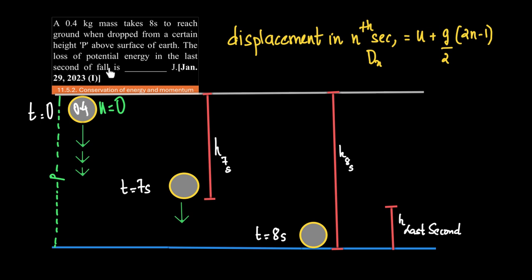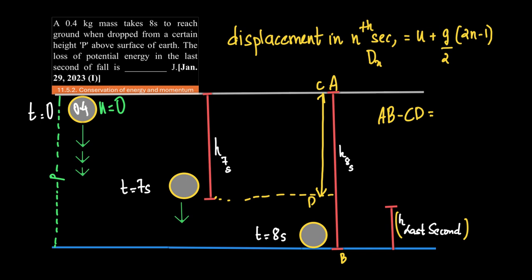So what does it mean in the last second? Distance traveled in the last second means distance traveled in 8 seconds minus distance traveled in 7 seconds. So basically, we've been asked to find out this much distance traveled in the last second. And how would you do that? Basic geometry. You have this complete distance here, right? So if you subtract this much distance, maybe I can write it as AB and then CD. If you subtract CD from AB, what you get is distance traveled in the last second.